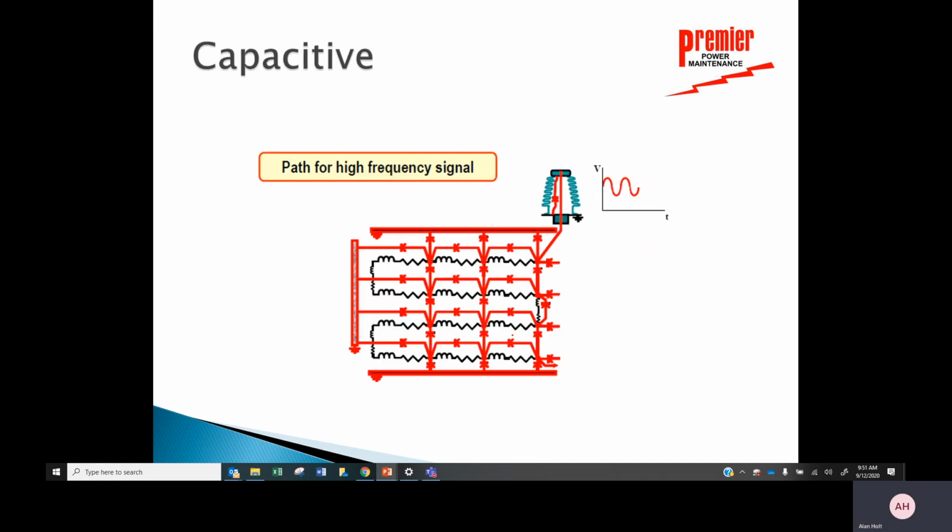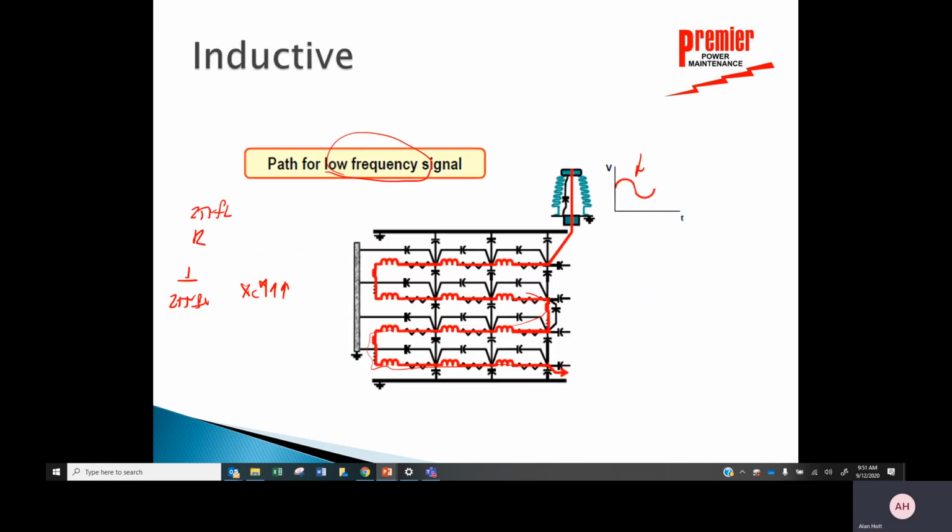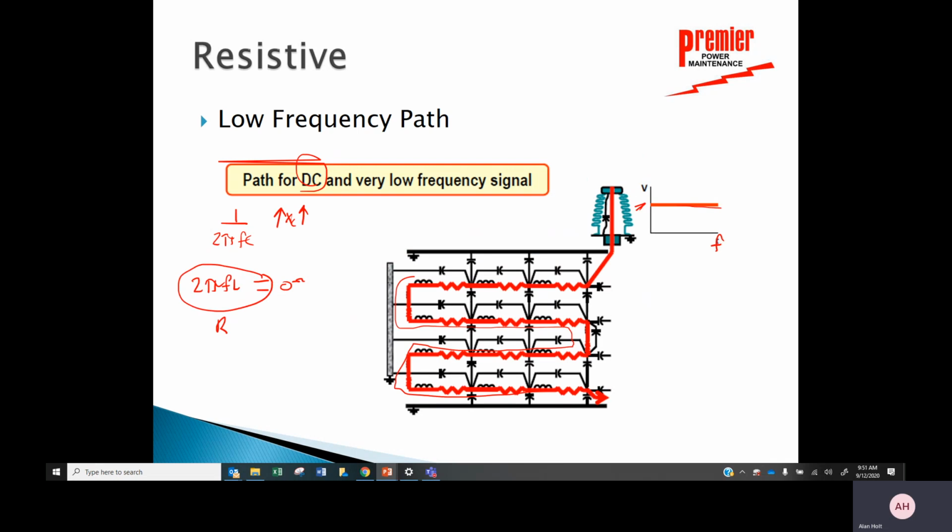Now, at very high frequencies, go back again. R is always R. X sub L is 2 pi FL. X sub C is 1 over 2 pi FC. So at very high frequencies, this guy is big, big, big, big. So I won't pass through any of those inductors, only through the capacitances. And I can see my path now that the signal would go through, shown in red on this diagram. Looks pretty impressive. Those are the capacitive, inductive, and resistive circuits.